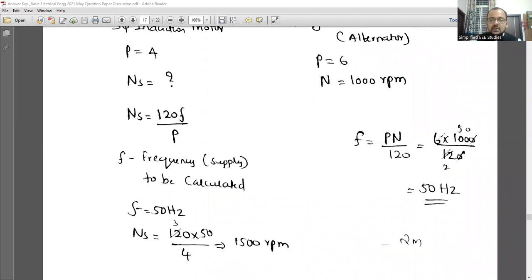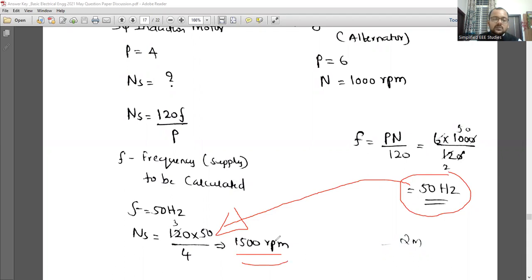Whatever the 50 Hertz is there now, that is the supply frequency. That will be given to this particular equation. Therefore, I am getting the synchronous speed equal to 1500 RPM. This is the first procedure. Definitely you will be getting 2 marks.